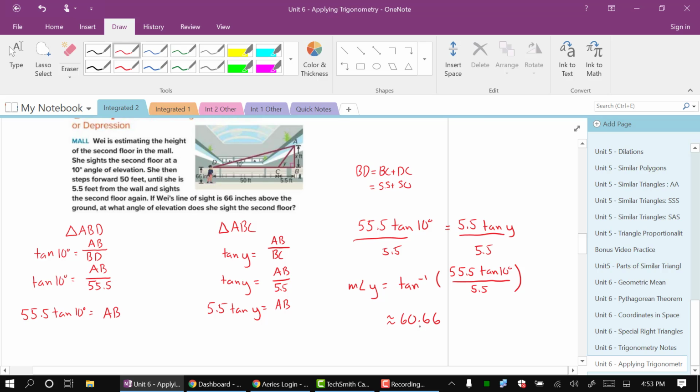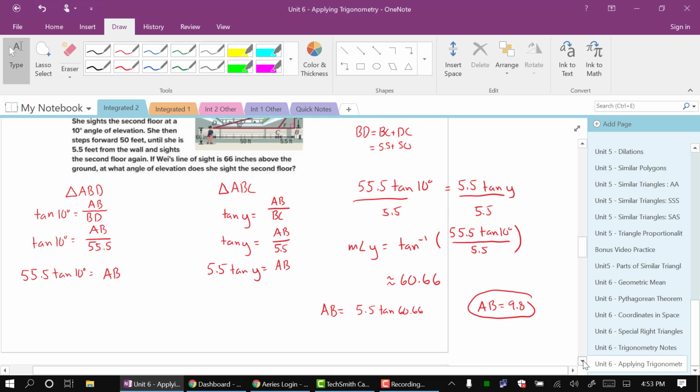Now to figure out my last part, AB is going to be plugging in here 5.5 tangent 60.66. So AB equals 9.8. You could also plug it into the other one, 55.5 tangent 10, and that will also give you AB.